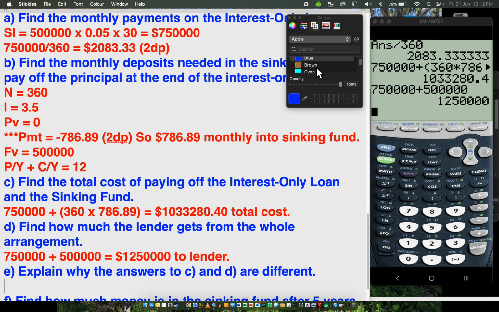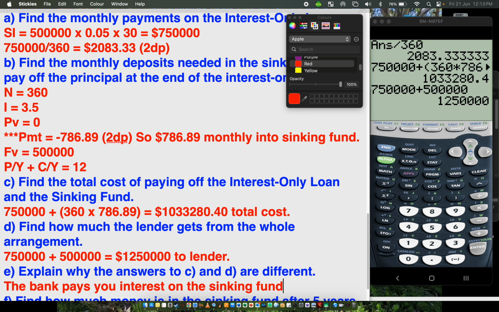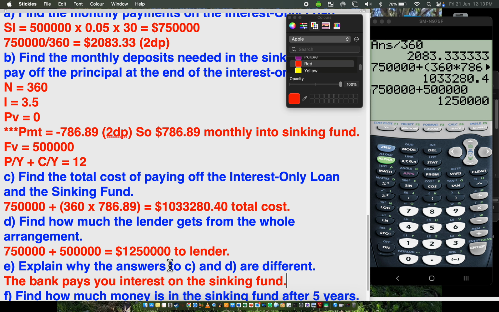Can someone explain to me in E, why are the answers to C and D different? Aren't they talking about the same thing? Why are they different? In this interest earning account, to bring it up to 500,000, am I putting $500,000 of payments in there? No. So who's making up the difference? Who's giving me money for putting money in the bank? The bank. So explain why answers to C and D are different. The bank pays you interest on the sinking fund. Get that down, please. Almost done.